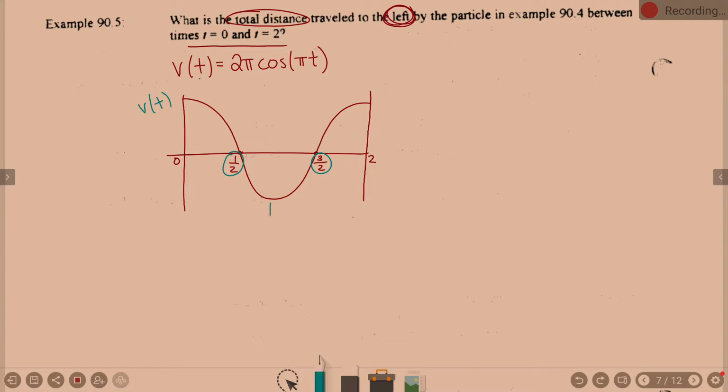The idea here is that because this is the graph of v of t, what is underneath the axis is your negative velocity. And so negative velocity is going to be traveling left, of course. Okay, so now we do an integral, right?